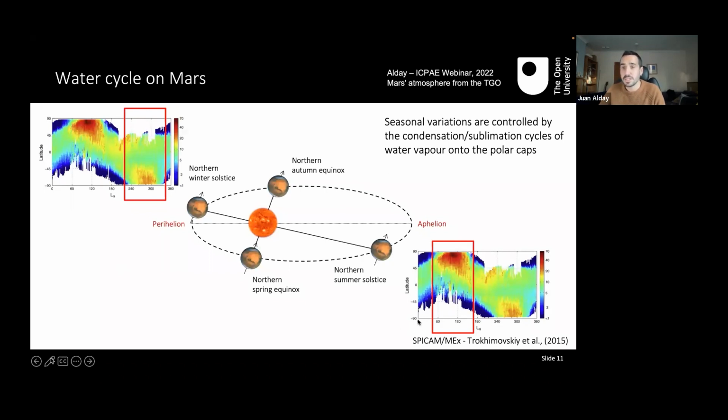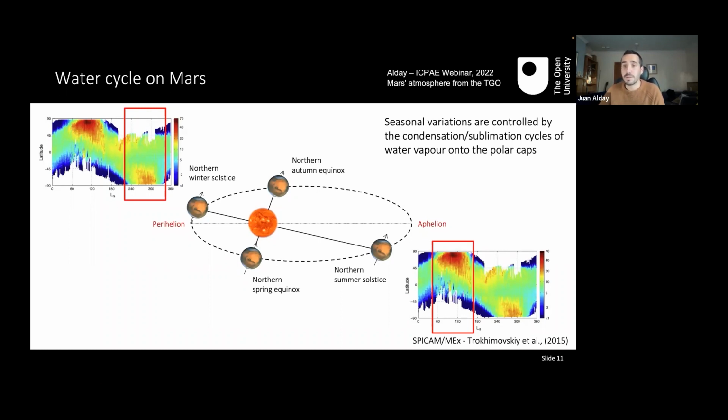And here what it shows is solar longitude. So this represents time, a full Martian year from 0 to 360. And then on the y-axis, you can see the latitude. So what we knew about the water cycle is that it's mostly controlled by the condensation and sublimation cycles of water vapor onto the polar caps.